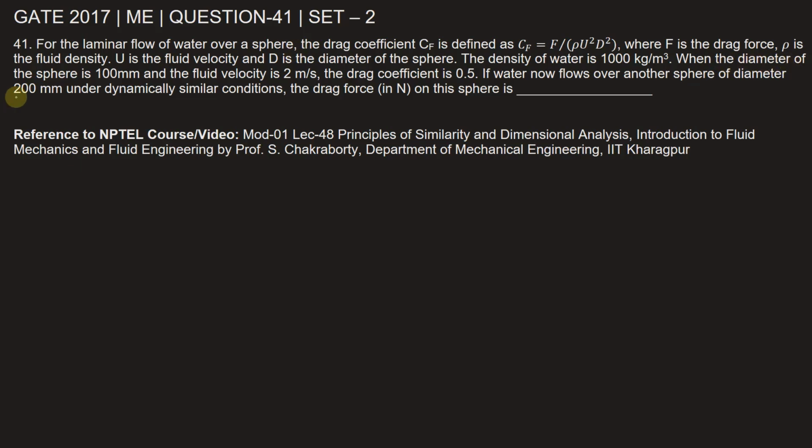When the diameter of the sphere is 100 millimeter and the fluid velocity is 2 meter per second, the drag coefficient is 0.5. If water now flows over another sphere of diameter 200 mm under dynamically similar conditions, the drag force on that sphere is. So we need to find the drag force on the second sphere. Both the spheres are in dynamically similar conditions.